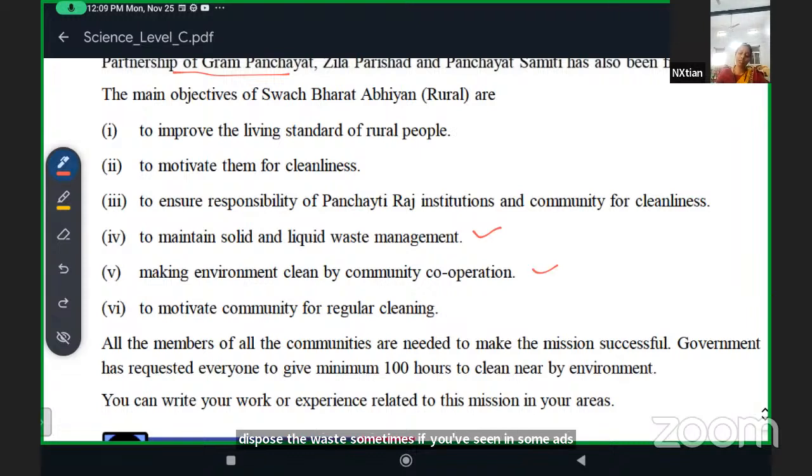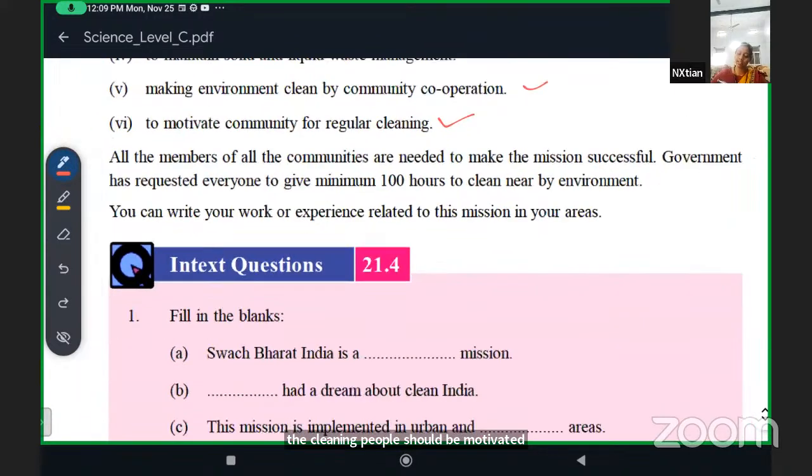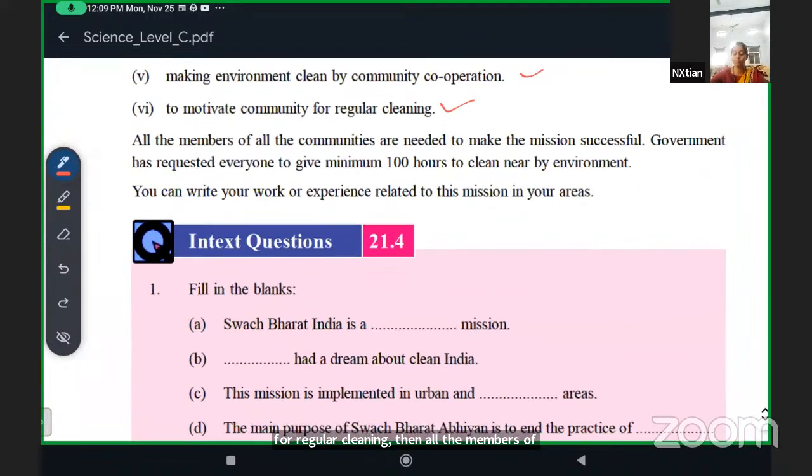Then, to motivate the community for regular cleaning, the people should be motivated for regular cleaning. All the members of the community are needed to make the mission successful. The government has requested everyone to give a minimum of 100 hours to clean the nearby environment. So this is it. With this, we have finished this chapter.